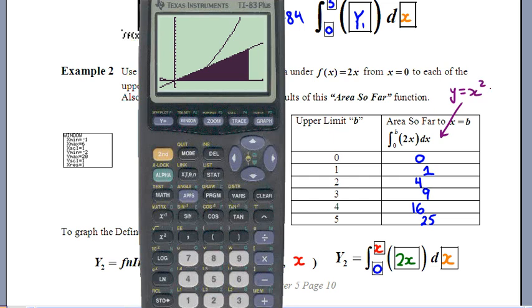Okay, that's interesting, because the derivative of x squared is actually 2x, right? And that's no accident, right? That's how this game works. Okay, just a few more pages here for today's lesson.